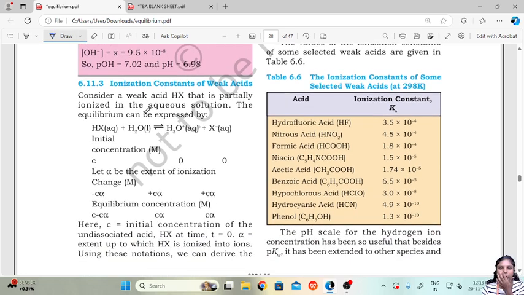Now we know weak acids are the ones we consider to dissociate partially, or they have an incomplete dissociation. They do not dissociate into their respective ions completely. They dissociate partially. Now consider a weak acid, say HX, that is partially ionized in the aqueous solution. So the equilibrium can be represented by HX plus H2O giving us H3O plus and X minus.